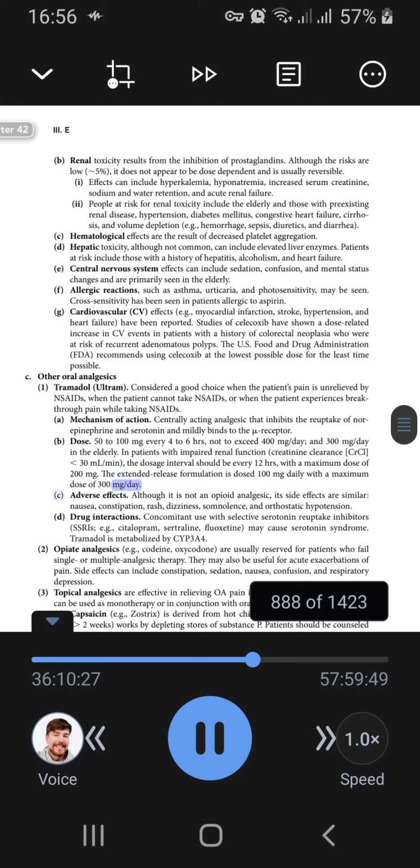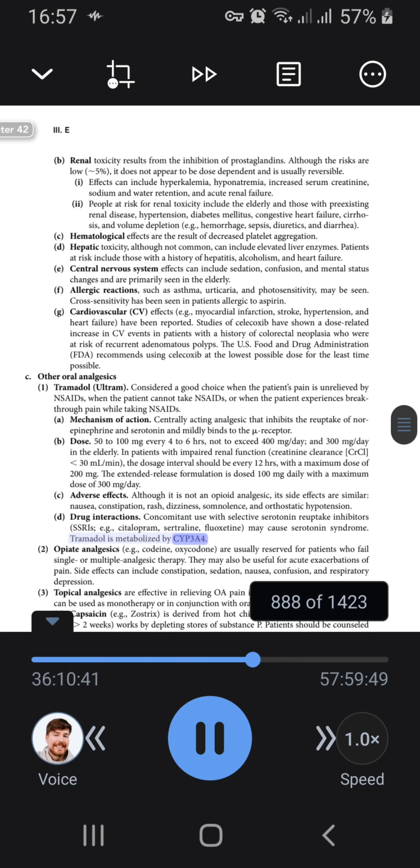C. Adverse effects. Although it is not an opioid analgesic, its side effects are similar: nausea, constipation, rash, dizziness, somnolence, and orthostatic hypotension. D. Drug interactions. Concomitant use with selective serotonin reuptake inhibitors, SSRIs, for example, citalopram, sertraline, fluoxetine, may cause serotonin syndrome. Tramadol is metabolized by CYP3A4.